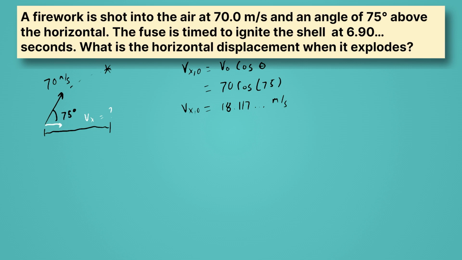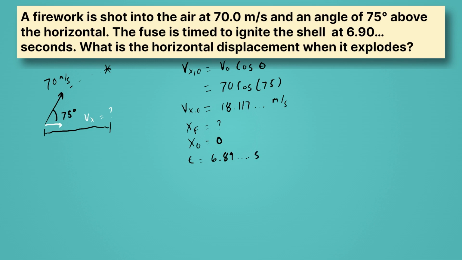All right, well, in the x direction, what else do we have? We know that we want to solve for x final. And we know also x initial. Where should we say it is at x initial? Well, right, the firework is starting at what we'll call 0, 0. So this is going to be 0. And we also know, in this case, our time, right? We know that that's our 6.89... seconds. So we need to go and use our x equation.